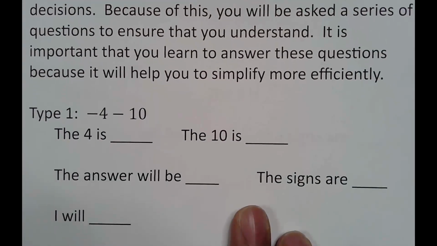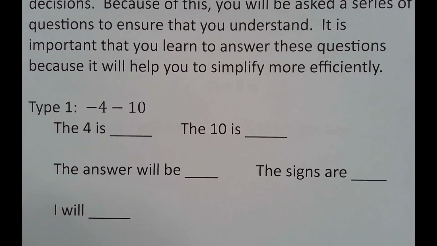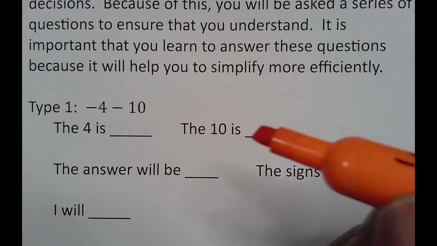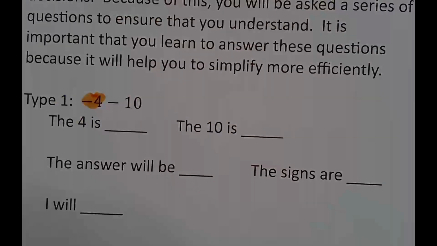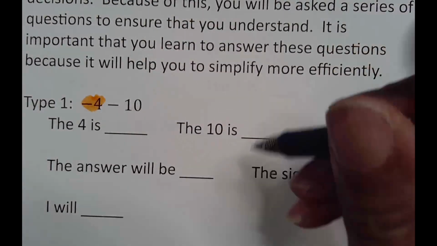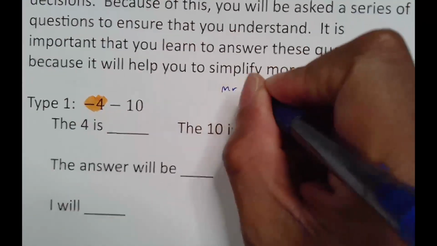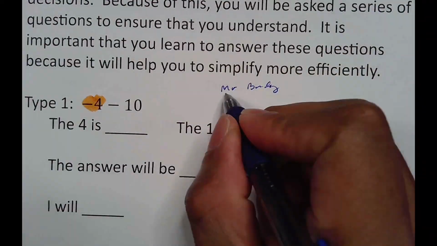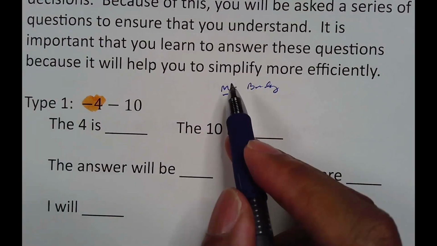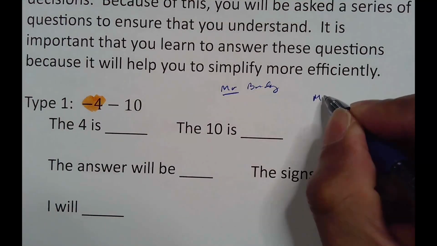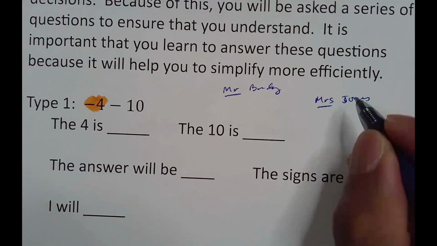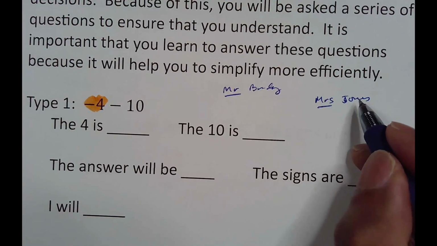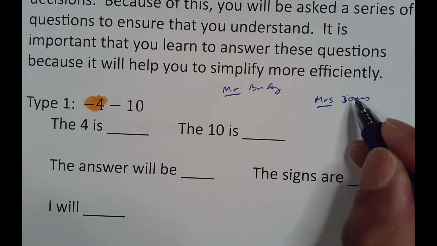So in question type number 1, you're looking at the 4 and seeing what the 4 is. And the way you do that is you look in front of the 4. So for example, if you see the name Mr. Bradley, you assume that Mr. Bradley is a male because there's a Mr. in front. If you see the name Mrs. Jones, you assume Mrs. Jones is a female because of the Mrs. in front. So if you want to know what type of person it is, you look in front.